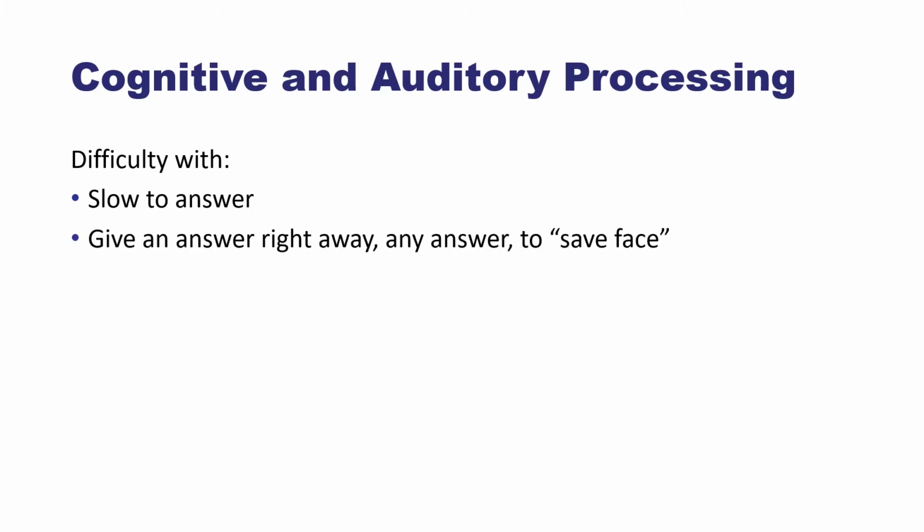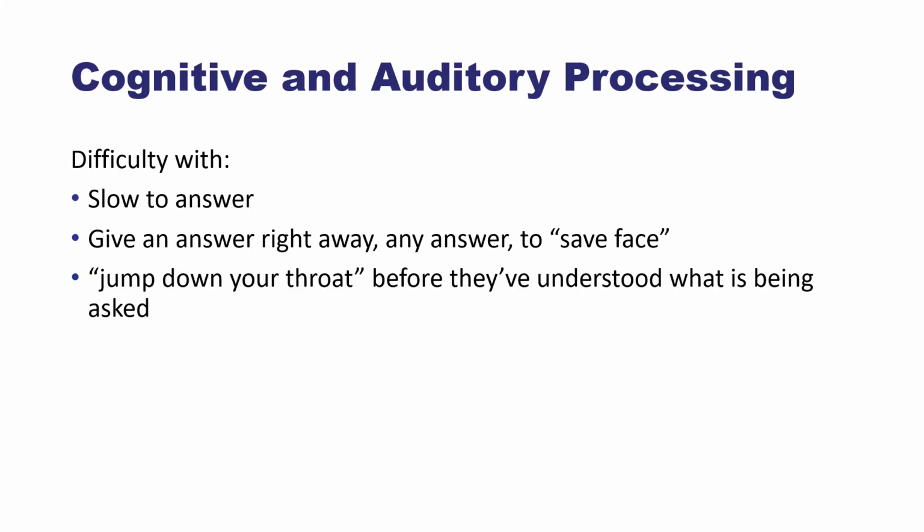They might be slow to answer. They might give an answer right away, any answer, just to cover, just to save face. They might jump down your throat before they've actually understood what you've asked them. You may have asked them something really easy to do, and they might jump down your throat and say things like, "You're always telling me what to do, you're always giving me all these demands," but really what you asked them might have been something very simple. They just haven't had time to process it yet.